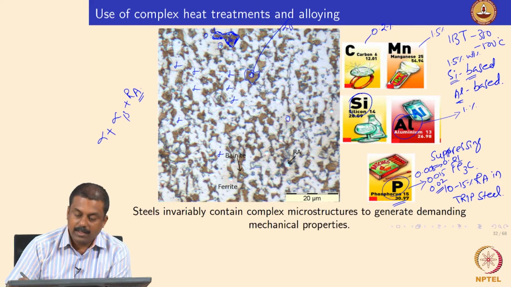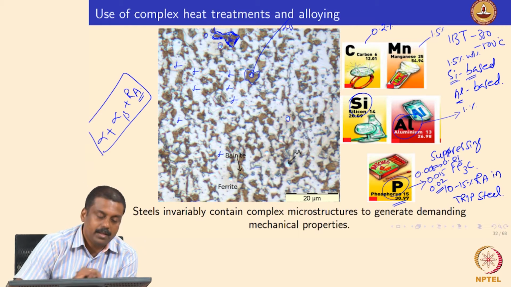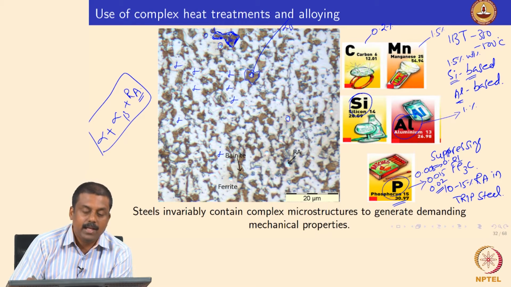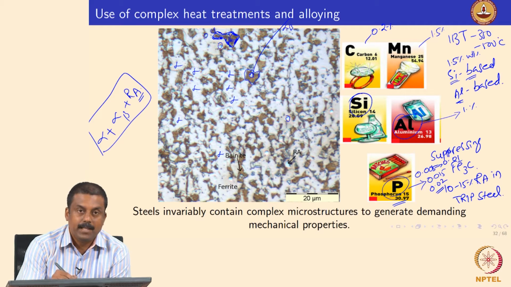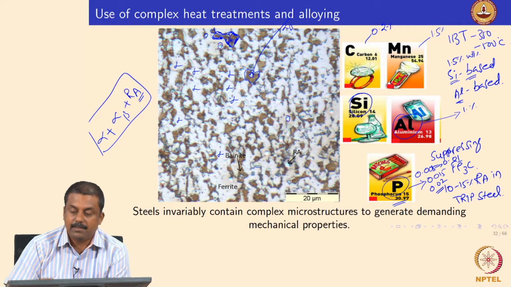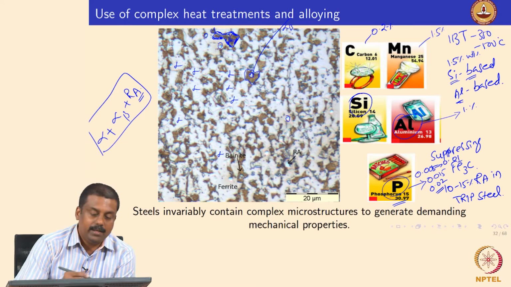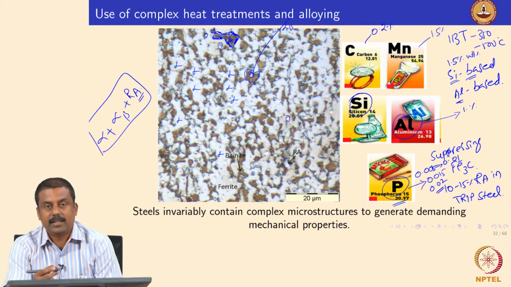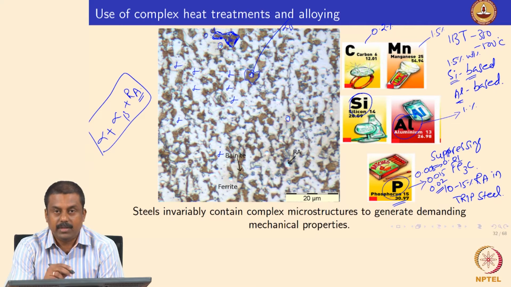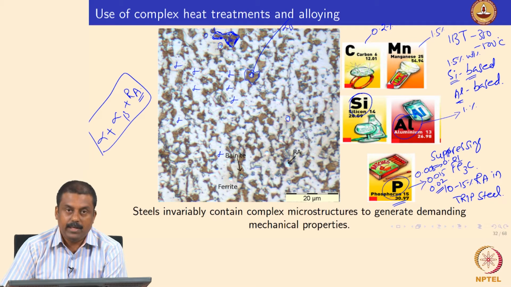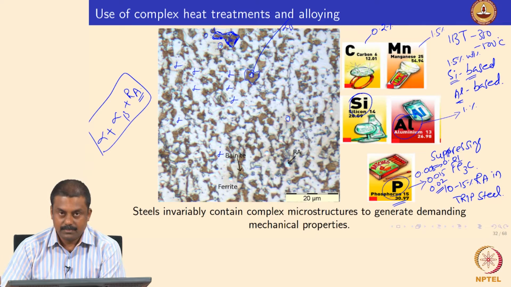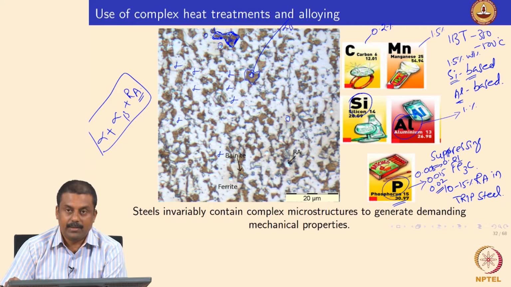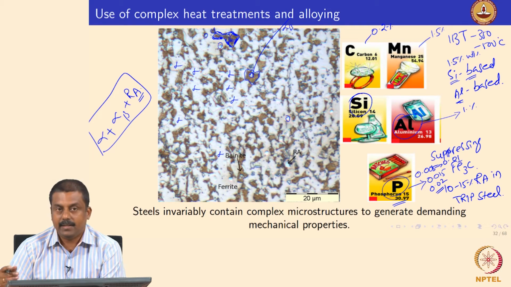These alloying elements are extremely important to get this three-phase microstructure, as I had explained. Without these alloying elements and the heat treatment, we cannot get this multi-phase microstructure. You need to understand that. So we need a thermal cycle, which I had explained, and a two-stage process. We take it to intercritical annealing temperatures, and then subsequently cool to intermediate temperatures, where we keep the steels isothermally to form bainitic ferrite.